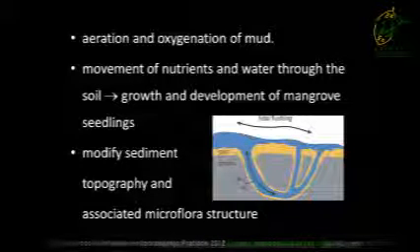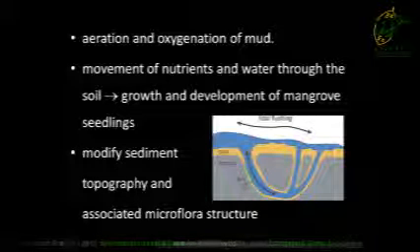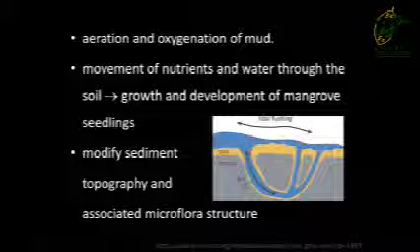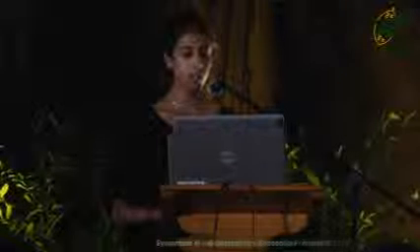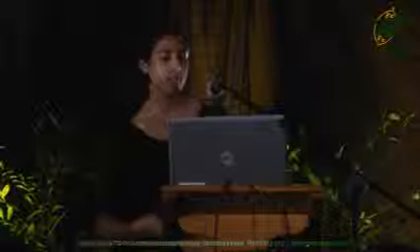In terms of the burrowing behavior, you have aeration and oxygenation of mud. And again, here we consider mangroves, where the mud is really dense and thick. And these crab burrows allow for the movement of nutrients and water through the soil in a process known as tidal flushing. So what happens here is, as the tide comes in and moves into these burrows, it takes with it nutrients and water and removes any waste products. And this allows for growth and development of mangrove seedlings. Of course, the burrows also modify sediment topography and the associated microflora structure.